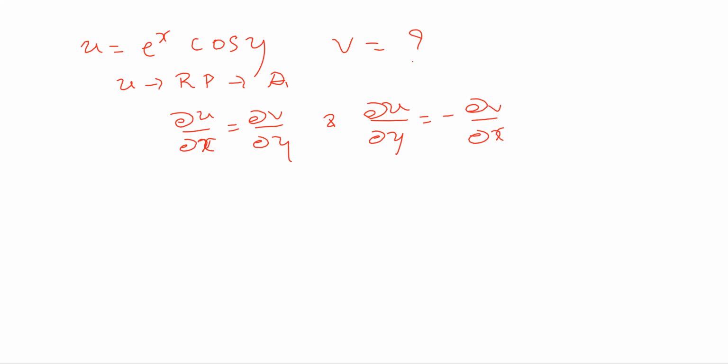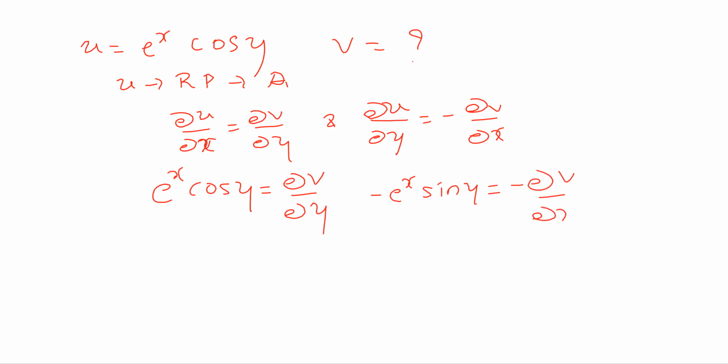So you have to find the partial derivatives of the given function with respect to x and y, and then substitute. Dou u by dou x will be e power x cos y, which equals dou v by dou y. And dou u by dou y will become minus e power x sin y, which equals minus dou v by dou x, so the minus signs cancel. Now integrate the first equation with respect to y, and the second with respect to x.